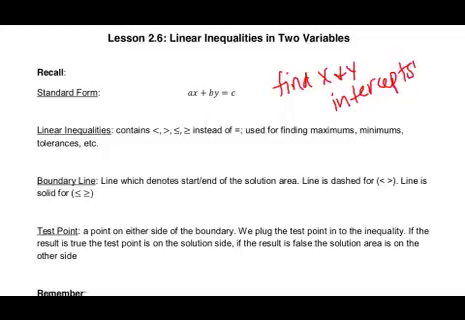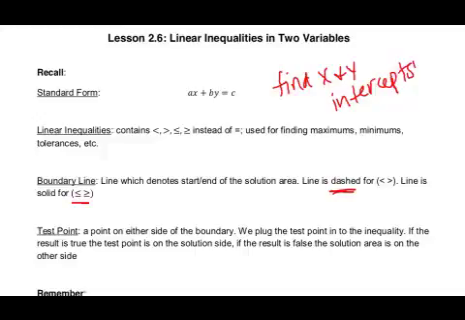The next thing to remember is boundary lines, lines which denote the starting point and ending point of a solution area. Line is dashed if we are less than or greater than. So if you remember back when we had linear inequalities in chapter 1, we had open and closed circles. So if it included a point, it was closed. If it did not include the point or was not equal to, it would be an open circle. The same is true with lines when we're graphing inequalities with two variables. So if it is less than or greater than, our line is going to be a dashed line, and it's going to be solid if it's less than or equal to or greater than or equal to.